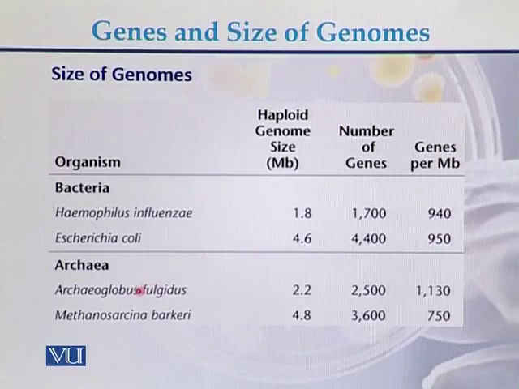On the other hand, in the case of Archaeoglobus, the size of the genome is 2.2 MB and there are 2500 genes, so 1130 genes per MB. If we do a comparison here, we do not see a proper relationship between the size of the genome and the number of genes which are present on that particular genome.